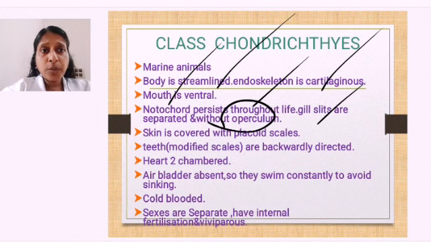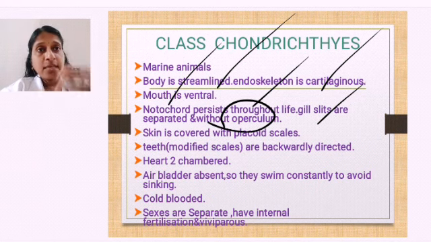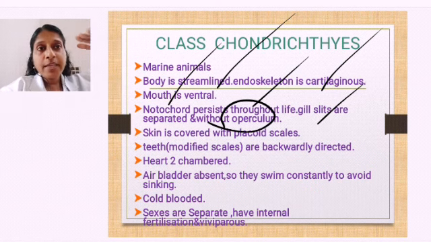Okay, one auricle and one ventricle. Air bladder is absent. There are no air sacs present within these fishes, so they have to keep swimming, because if the air bladder is there, they can rest for some time. Why can they rest for some time?